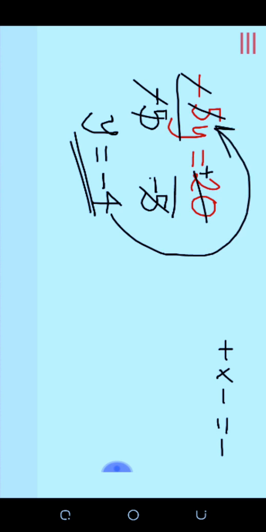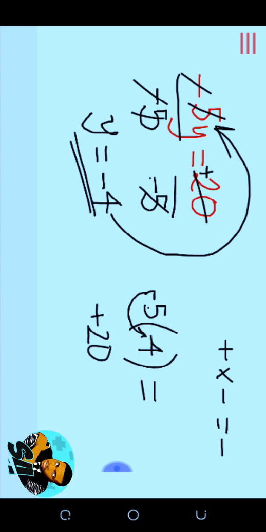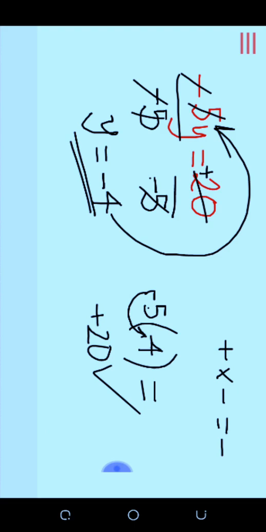Let's check it out. So this is minus 5. If I put the answer here, minus 4, in the place of y, back in there, will I get 20? Let's find out. Minus times minus will give me plus. Now 5 times 4 will give me 20. So that is correct. So let's check example 3 as we keep on learning.